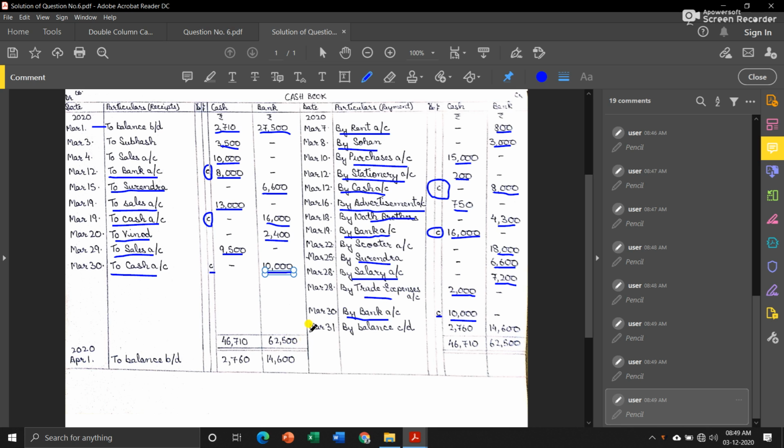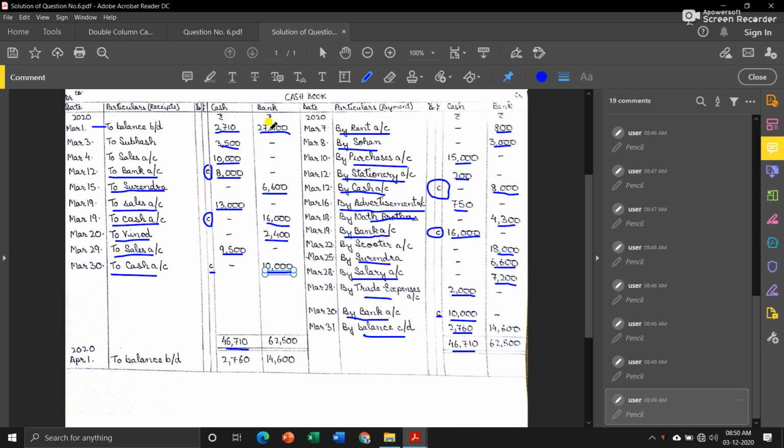Now for balancing, all the transactions are finished. Now we have to balance the columns. Now first, as we know that cash column will always have debit balance, so you find out the total of all items, and we got 46,710, and from there you deduct 15,200, 750, 16,000, 2,000 and 10,000. After deducting we got difference of 2,716, so that will become our balance carried down, and to total of cash column we got 46,710.